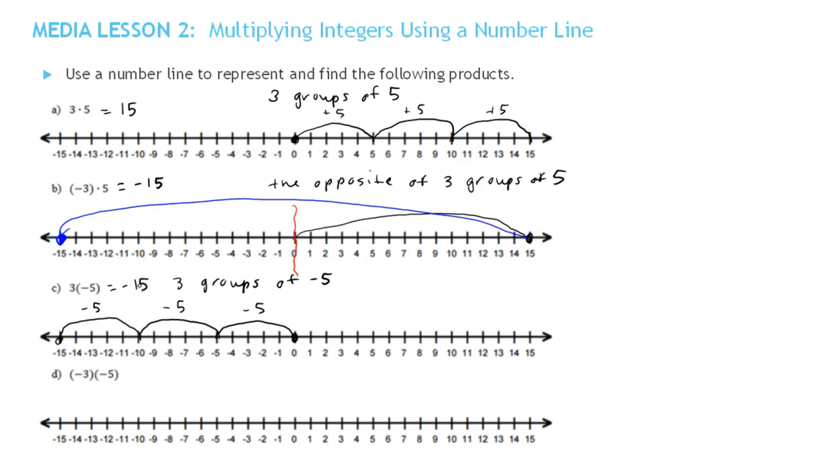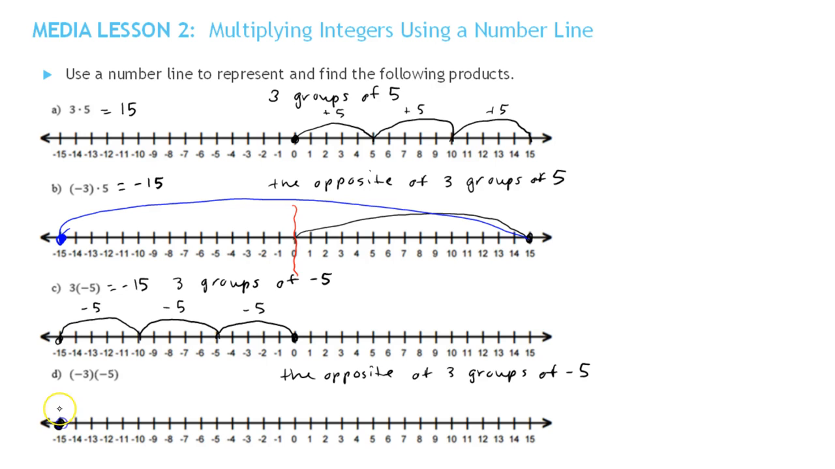And in our final problem, again, our first term is negative. So instead of thinking of this as negative 3 times 5, we're going to think of it as the opposite of 3 groups of negative 5. So from the previous example, we have 3 groups of negative 5 is negative 15.